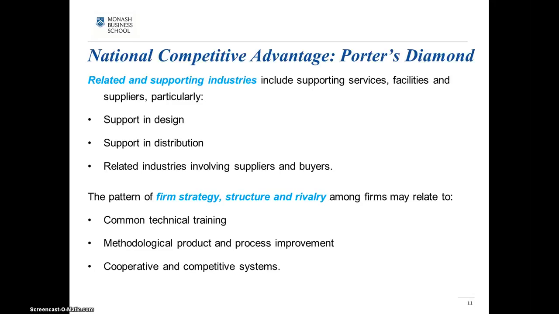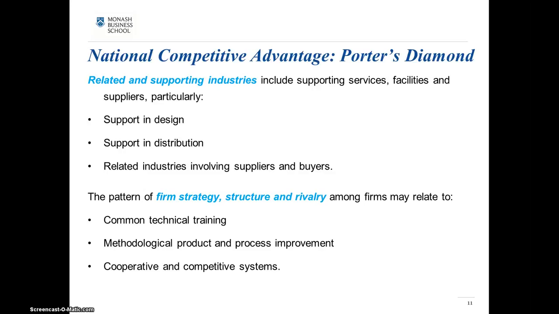So if you're able to identify a certain country has an advantage when it comes to greater levels of design, when it comes to your particular product. If there is support in distribution, so if a certain country is well known for having capabilities with regards to its networks and distribution and dealerships and those sorts of things, and being efficient and effective there. Also having related industries involving your suppliers and buyers, if there's a particularly large number of suppliers who are located in a certain country, or, on the other hand, a higher number of buyers.